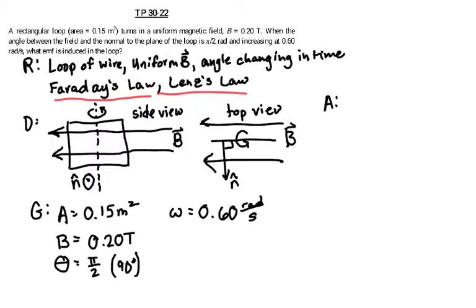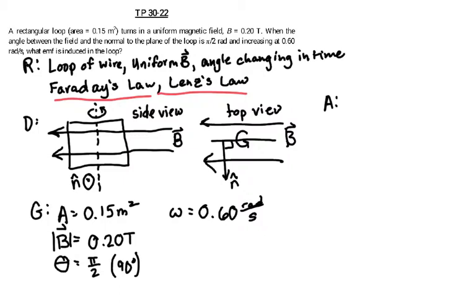Let's take a look at our given values. Alright, so we're given the area of our loop, the strength of the magnetic field, or the magnitude of the magnetic field, the angle with respect to the magnetic field vector, and the angular velocity of our loop, or how quickly it's rotating. Notice that we're given the angle in radians, and we're given the angular velocity in radians per second. So when we get to the actual calculation piece, make sure that your calculator is in radian mode.